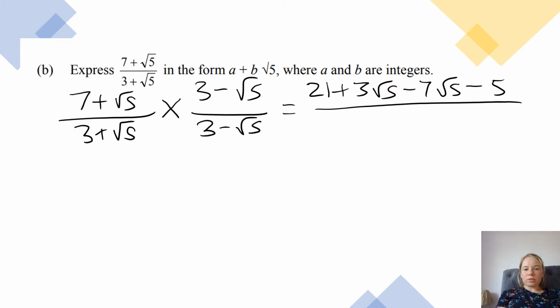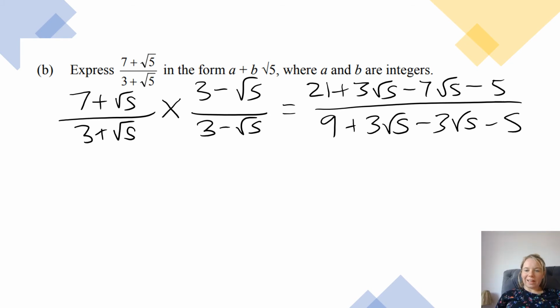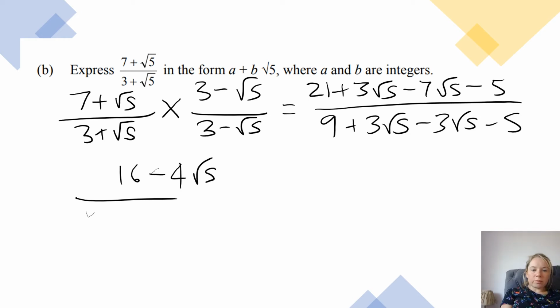And then again with the same, so 3 times 3 is 9. And then what have I done? 3 times 3, and then 3, and then 5 times root 3. So 3 times minus, so minus 3, and then root 5, so it's just minus 5 there. And so again, we've got 4 terms on the top, 4 terms on the bottom, and we can just simplify. So the numbers, 21 minus 5, you have 16. 3 root 5 minus 7 root 5 minus 4 root 5.